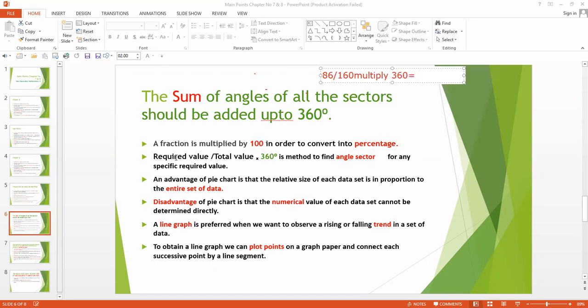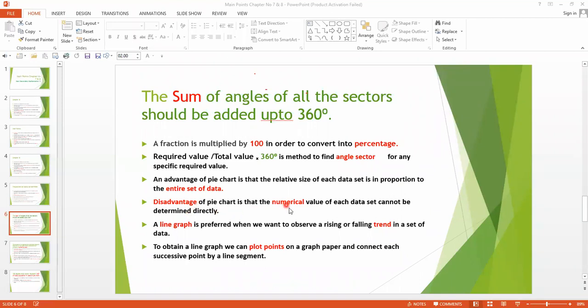Getting my point? The required value is students who come by car, 86, then the total value, when you sum up all the students, is 160, then you have to multiply it by 360. Why do you have to multiply it by 360? Because when you sum all the sectors of a pie chart, it is equal to 360 degrees. I think it is clear to all of you. Very good. Now we have to move towards the next one.